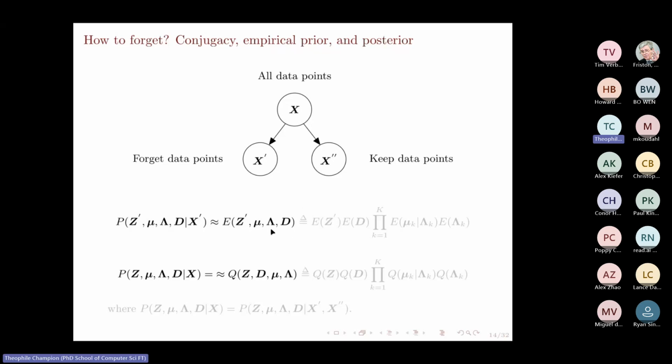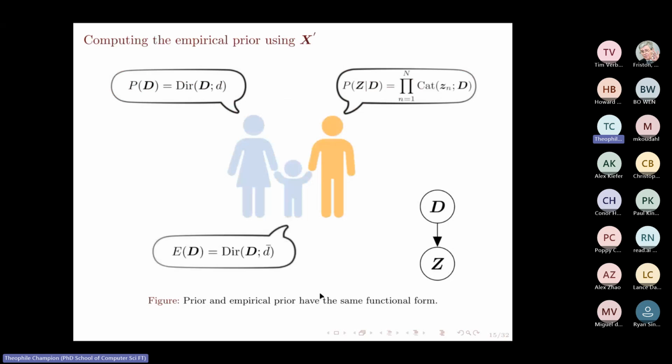Now, in addition to this empirical prior, we also have a full posterior, which is a variational posterior, which takes into account the entirety of the data points, and it has the exact same factorization. So I'm not going to discuss that further. Now, how do we compute all of those distributions? We just use variational inference as usual, but we do that in two steps.